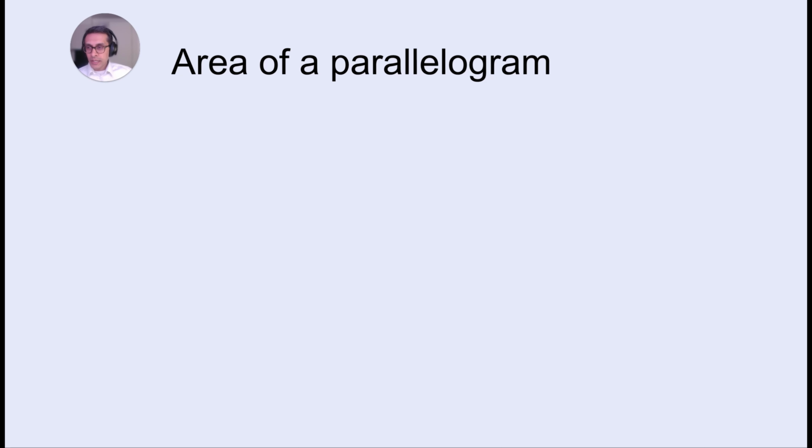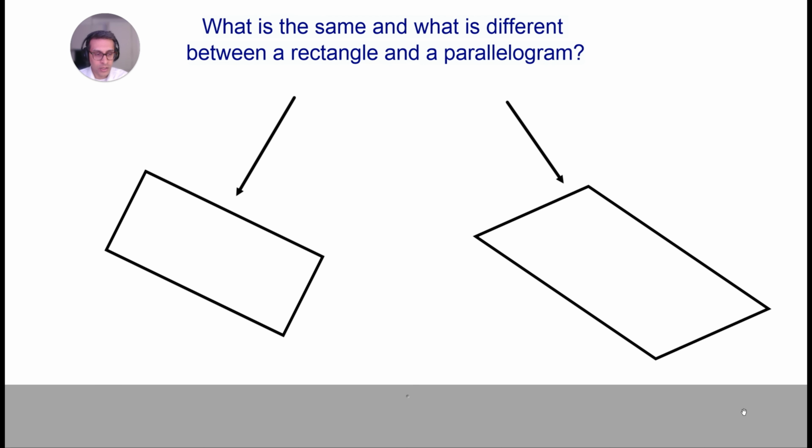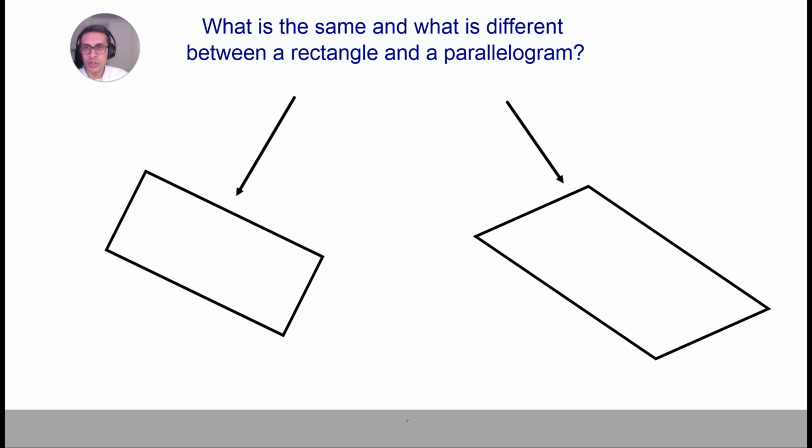Okay, we're going to continue looking at areas of shapes. This video is going to be looking at areas of a parallelogram. The first thing we want to do is just compare this to a rectangle and think about what the key differences are between these two shapes.